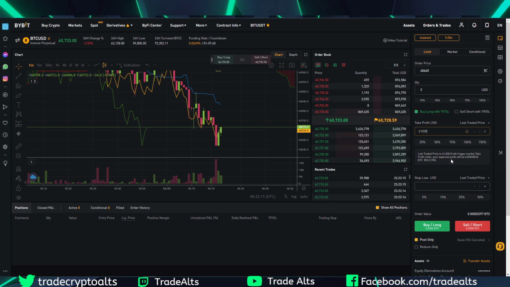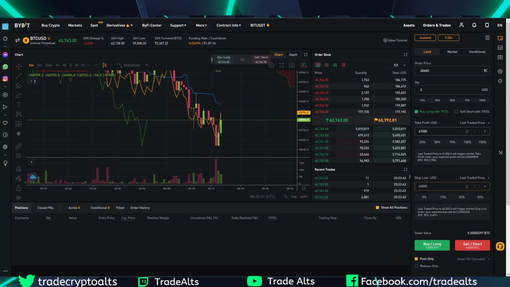It might be really hard to see on your end, but it'll tell you exactly what your expected profit is going to be, which is pretty cool. So again, it gives you an idea of what your take profit is going to be. And then for stop loss, so again, this is our entry, our take profit 61,000, and then let's say our stop loss, we want to do it at 60,000. Then it tells you again what your expected loss will be if your stop loss is hit.